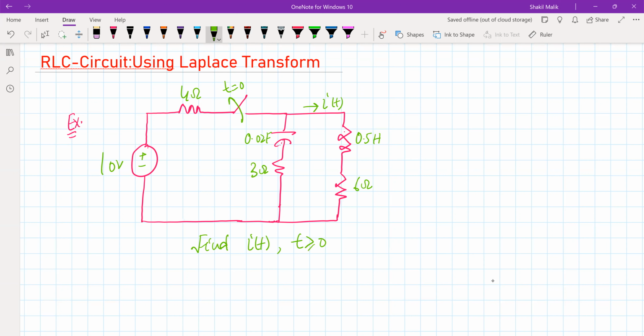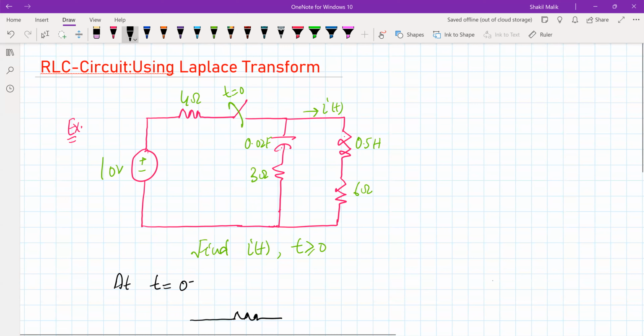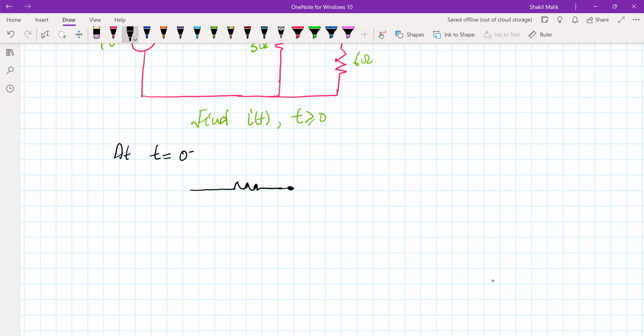All right. So what we do first, we find the initial conditions, or what is the condition just before the switching of this network. In other words, we'll redraw the circuit at t equal to 0 minus. Just before the switching is denoted by t equal to 0 minus. That means the switch was closed, because the switch is getting opened at t equal to 0. So just before the switching, the switch was closed here. What will happen to the network? As you can see, the switch is closed.